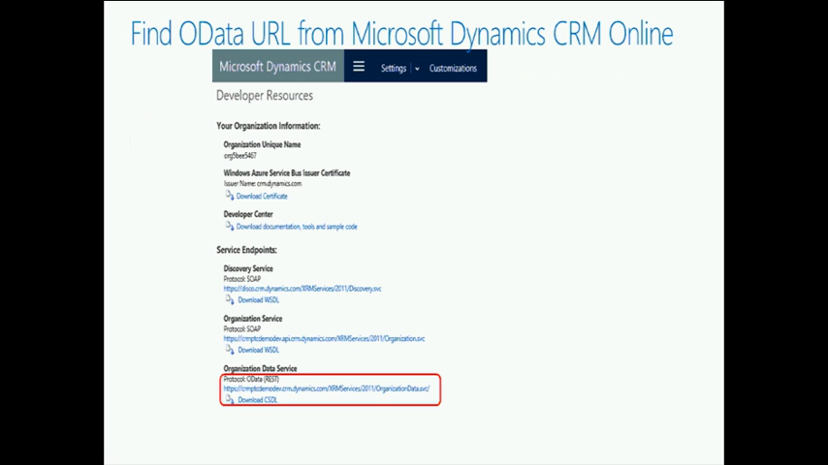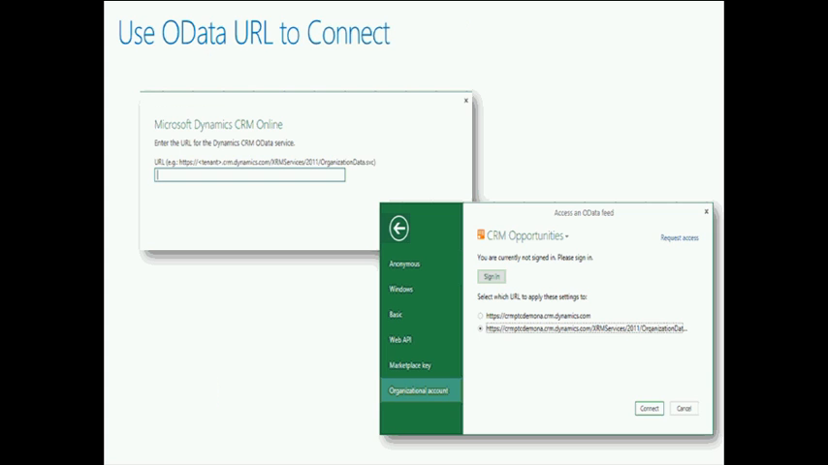In order to get the OData URL, we're going to go into CRM, into the settings customization area, and under developer resources, we'll find that OData URL. Again, I'll go through this one more time in the demo here. I just want to show you quickly through the slides.